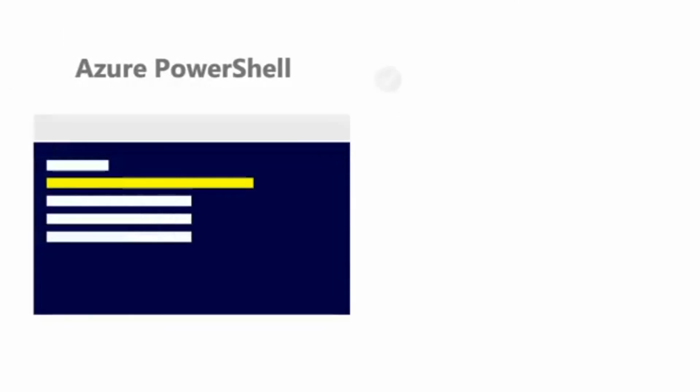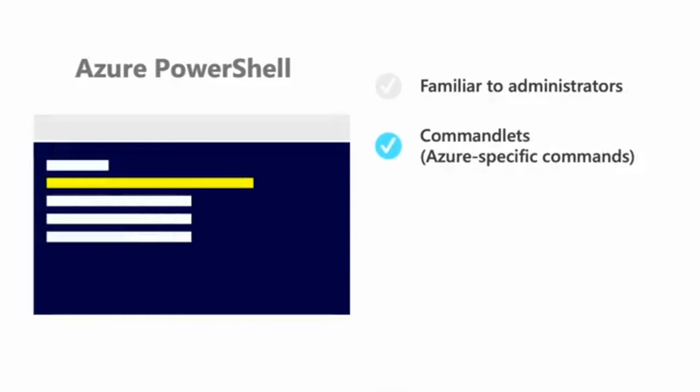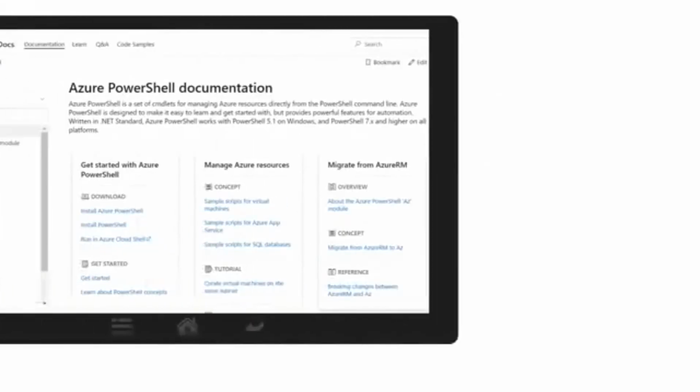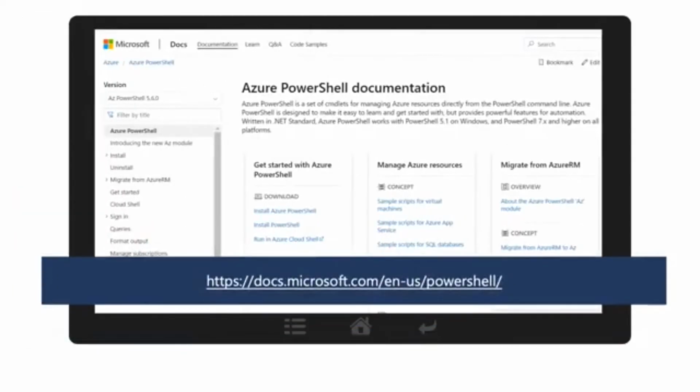Many administrators are familiar with using Azure PowerShell commands to script and automate administrative tasks. Azure provides a series of commandlets, Azure-specific commands, that you can use in PowerShell to create and manage Azure resources. Like the CLI, PowerShell is available for Windows, Mac OS, and Linux. You can find further information about Azure PowerShell online at the Azure PowerShell documentation page. There is a link to this document from the additional readings at the end of this lesson.